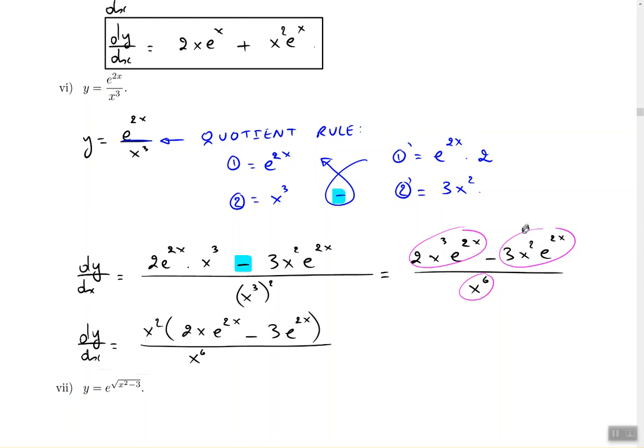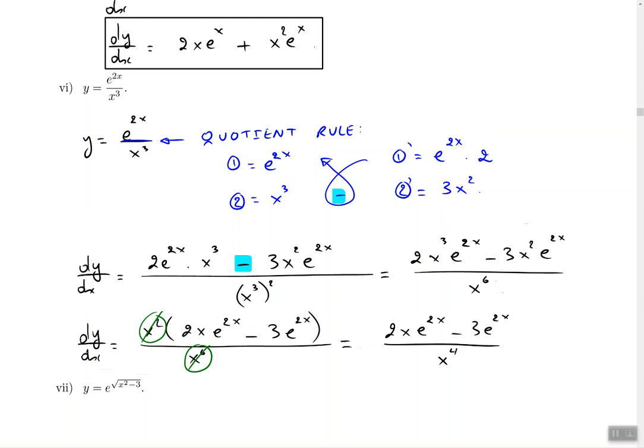I'm doing that because all my 3 terms have x's in them, so I can now take advantage of that and reduce this x and that x. And I can divide them both by x squared, and that will give me a simple answer. It will be 2x e to the power of 2x minus 3 e to the power of 2x, all divided by x to the power of 4, because I'm taking out x squared from the top and x squared from the bottom. And that's going to be the final answer for now.